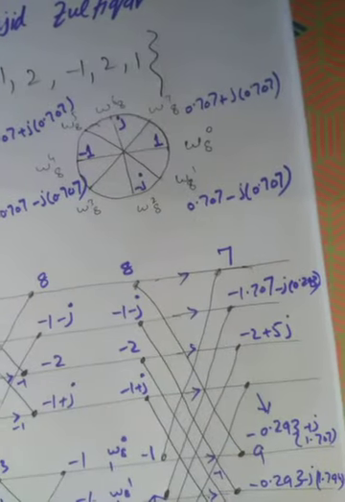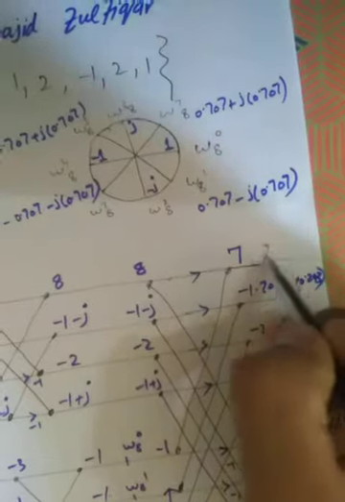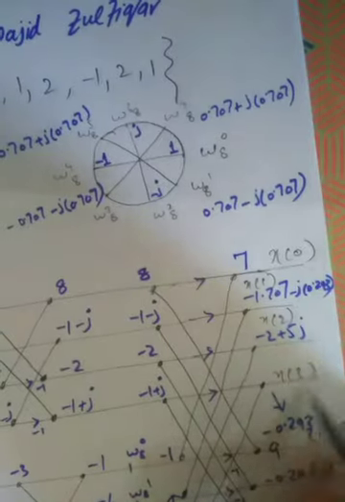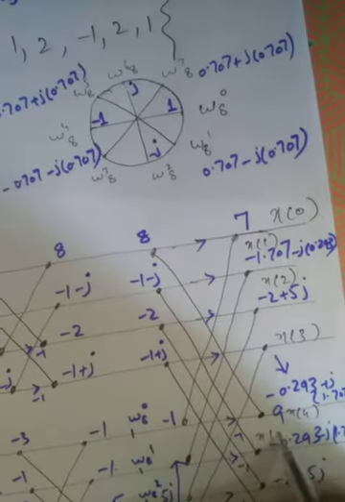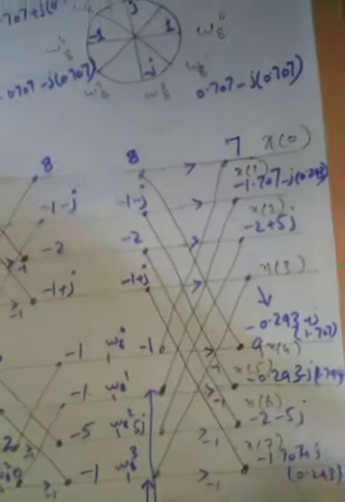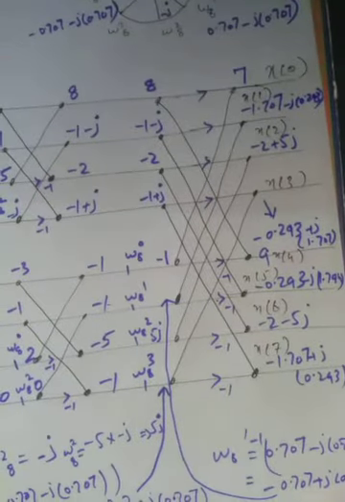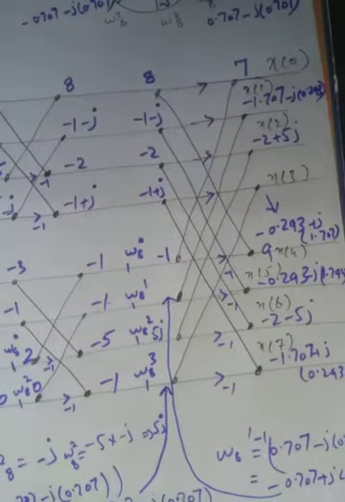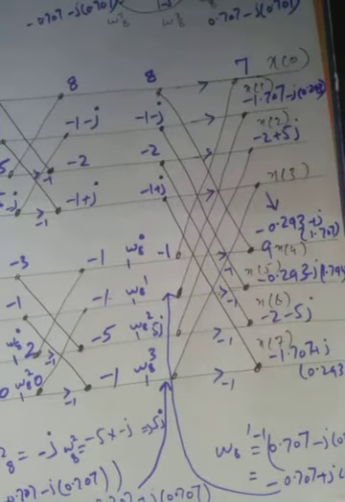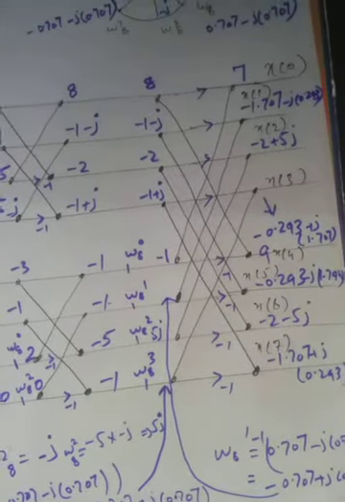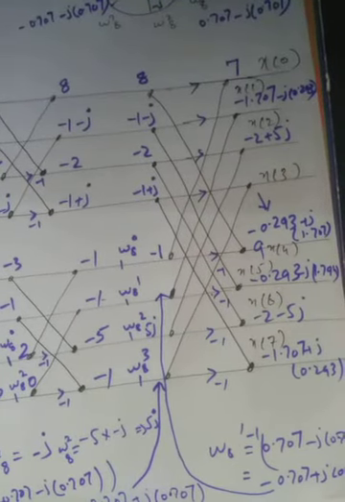So this is our value, and all these values are put in the sequence x of 0, x of 1, x of 2, x of 3, x of 4, x of 5, x of 6, x of 7. This is our value. So this is the fast Fourier transform. The purpose of this method is to reduce our computation cost. We know in the discrete Fourier transform our computation cost is very high, and in the fast Fourier transform we reduce our computation cost to 25%.